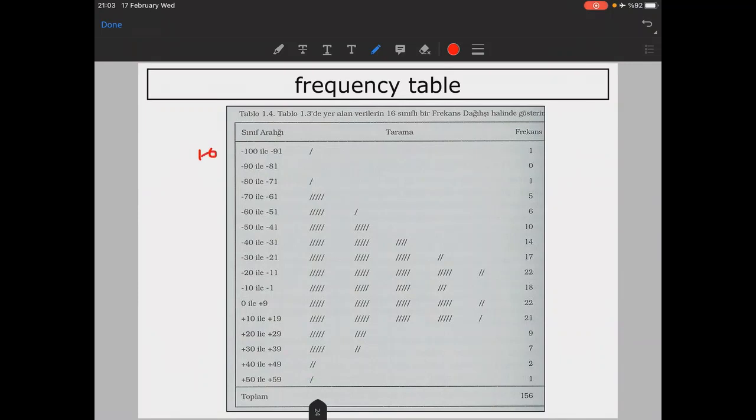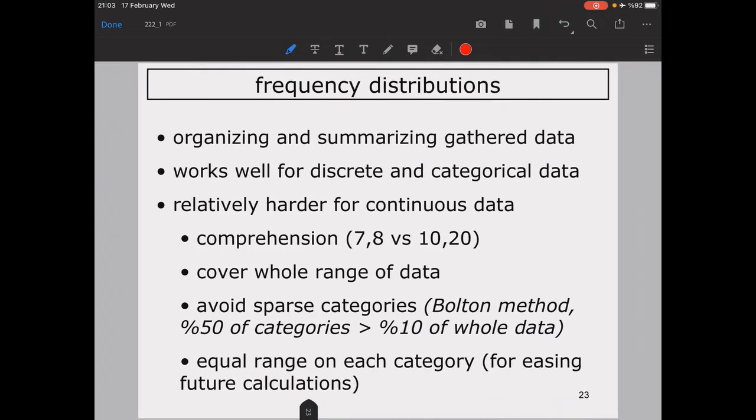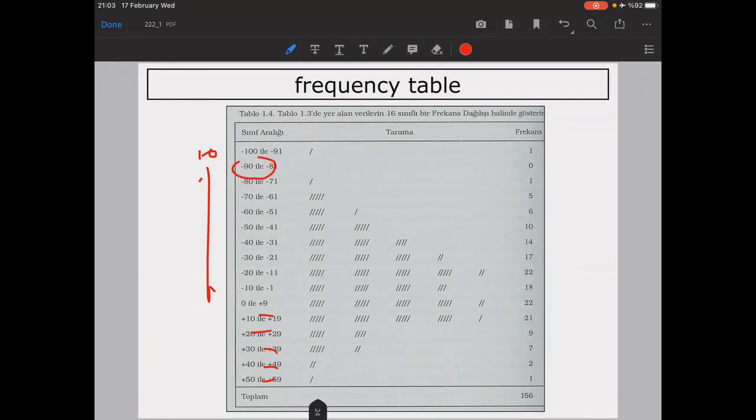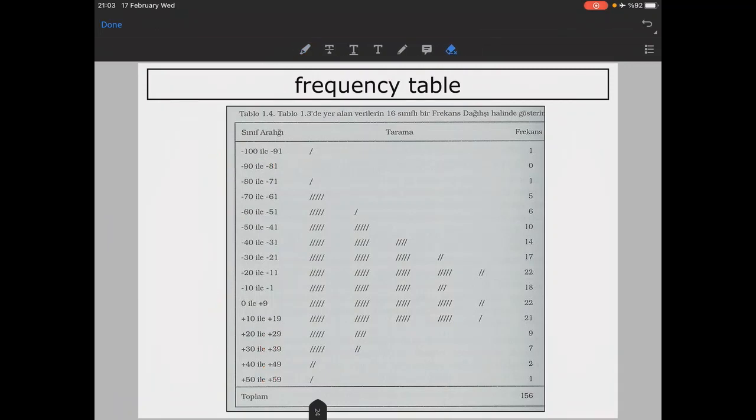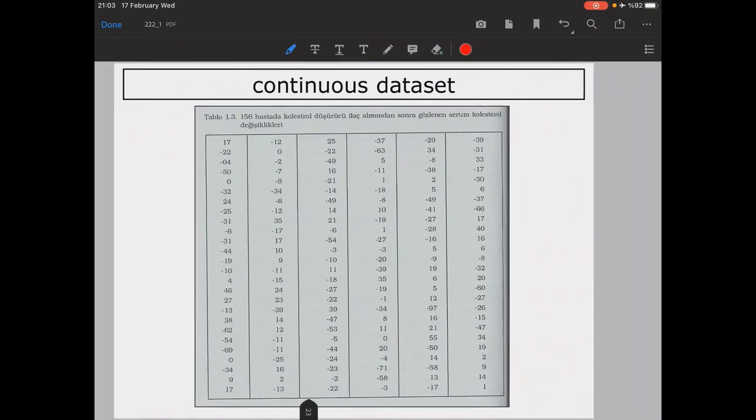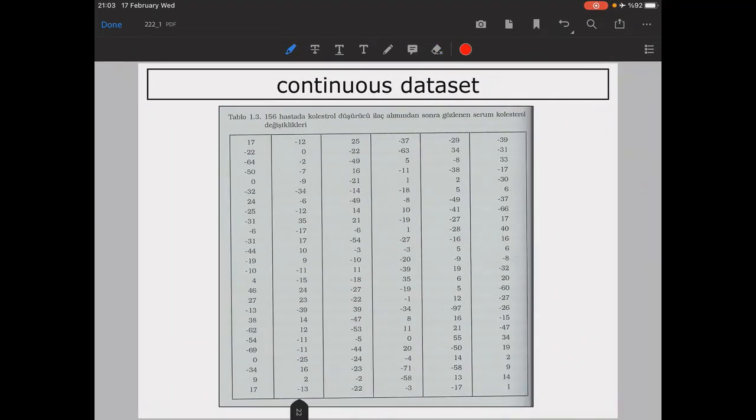So it's tens, right? With 10, and is it always 10? Yes, it's always 10 here. You see, there are no different ranges on different categories. So we can say that this one and this one holds here. And did we cover the whole range of data? Yes. You can see that your maximum number here is, for example, 50 something.